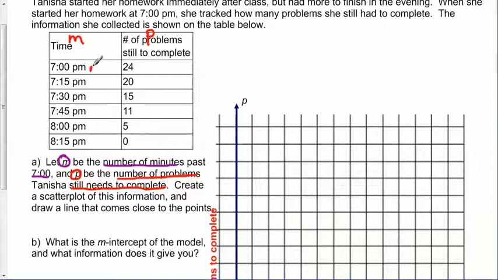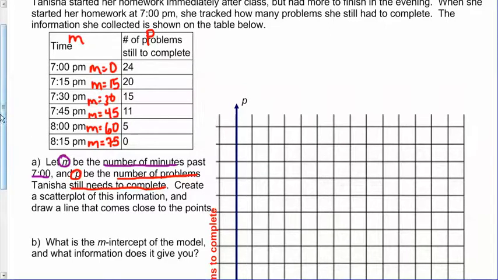So in this case, 7 o'clock would be 0 minutes past 7, so M would equal 0. At 7:15, M is going to equal 15 because that's 15 minutes past. And then at 7:30, we're going to be at 30 minutes past. And then 7:45 would be 45 for M. And then once we go to 8 o'clock, that's 60 minutes past. And then another 15 minutes to get to 8:15 is going to be 75. So those are the values for M we're going to need to be plotting. And then these are the actual numbers that we'll use for P for the number of problems still to complete.